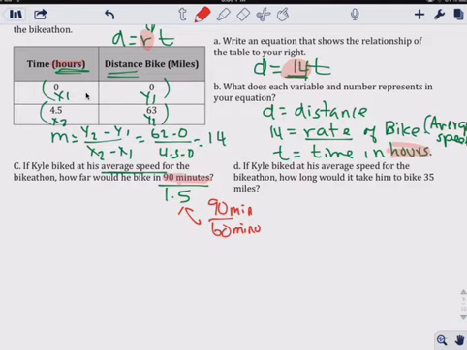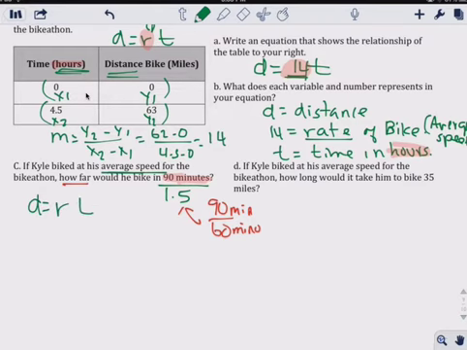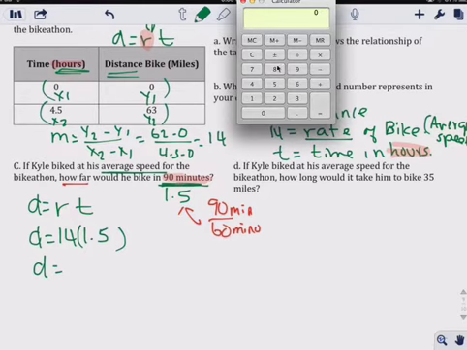If Kyle biked at an average speed for the bike-a-thon, how far would he bike for 90 minutes? So we want to know the distance, remember. Distance equals rate times time. Rate was 14. Time, they're giving you time, 90 minutes or an hour and a half. D equals, let's use a calculator for this. 14 times 1.5 equals 21.